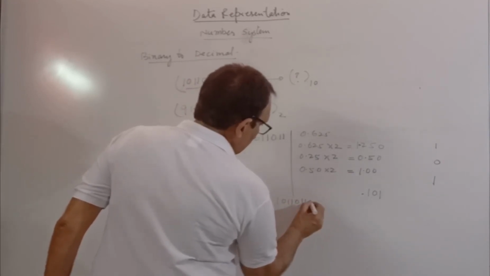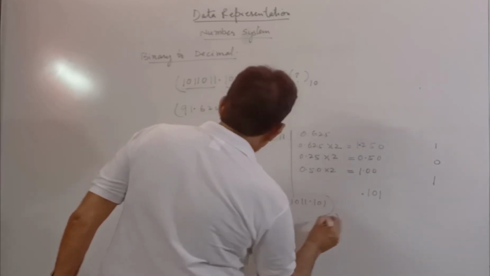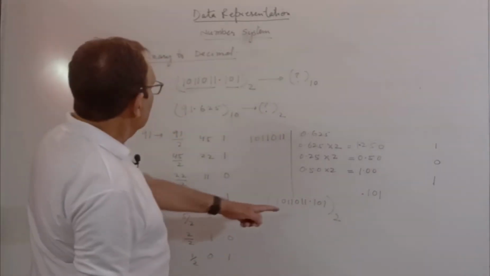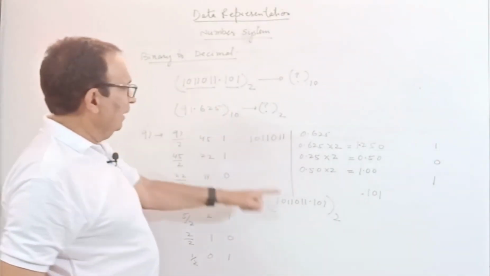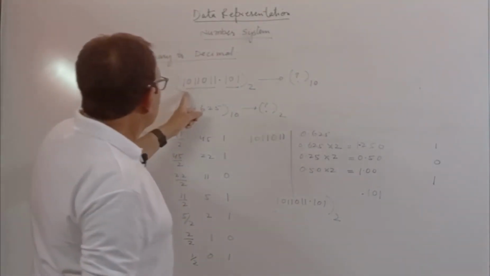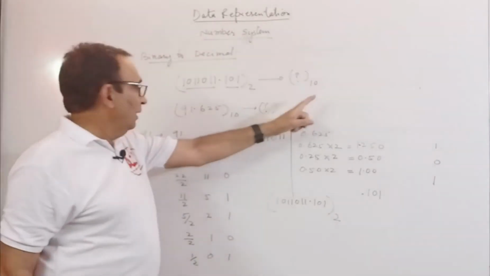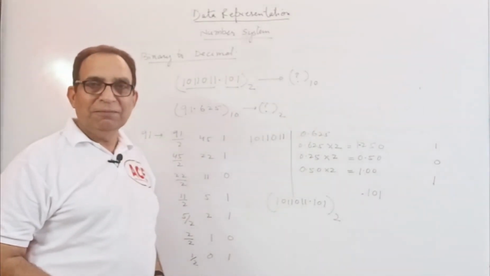So altogether we are writing these together now: 1011011.101 base 2. Let us see, is it the same? You yourself see this is coming the same. So we can convert binary to decimal and decimal to binary. I hope it is clear to you.